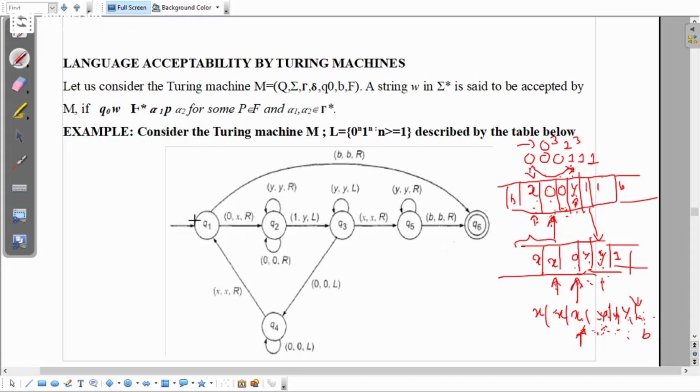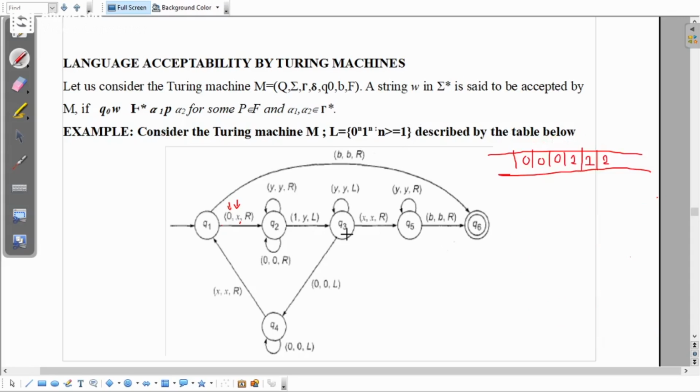So that's why I will start from the start state q1. After that I will replace 0 by x. So first time what I will do, I will replace 0 by x and then shift to the right. So now 0 needs to be changed to x and then shift. After that you take a next move.